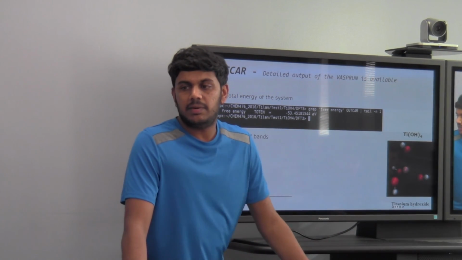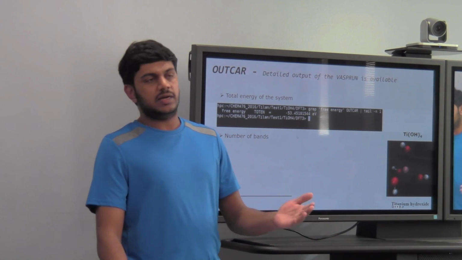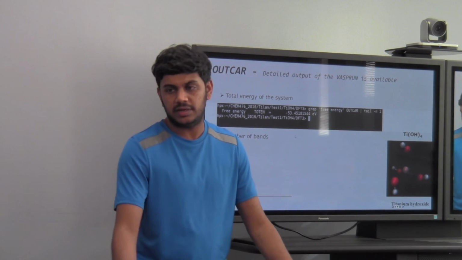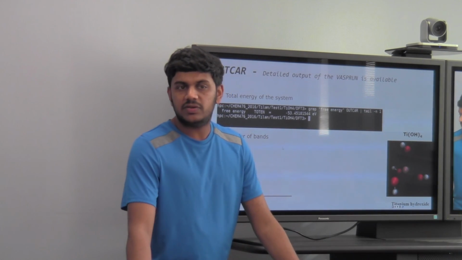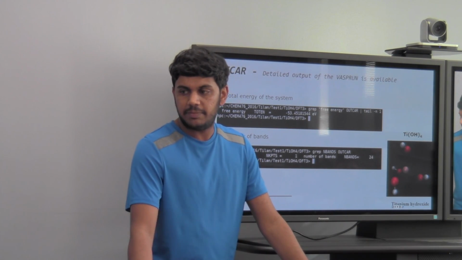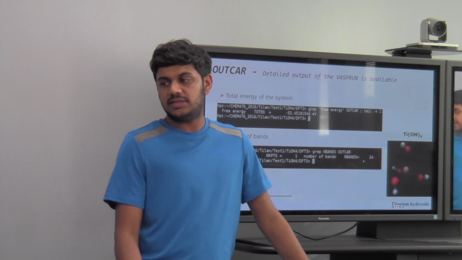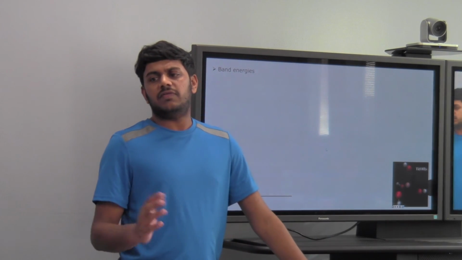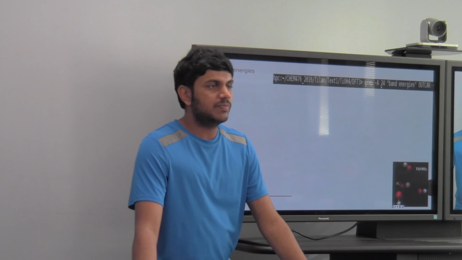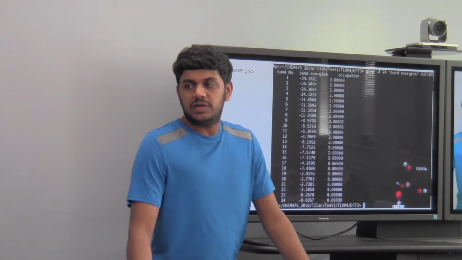If you want to extract the number of bands of this system, which will be an important input in a lot of calculations, we can find out the number of bands using this command line, grep and the NBANDS keyword with this OUTCAR file. And we can find the band energies of this particular system using this command line, grep, the number of bands in this system, and the keyword band energies in our OUTCAR file. So this will be the output.